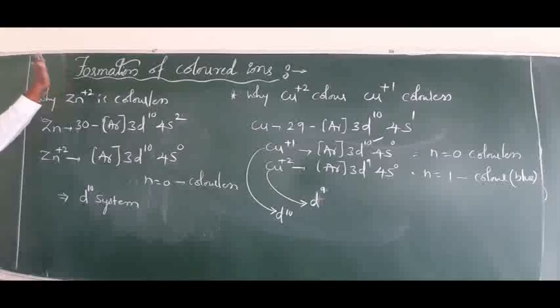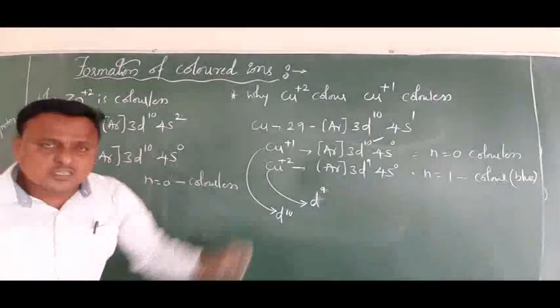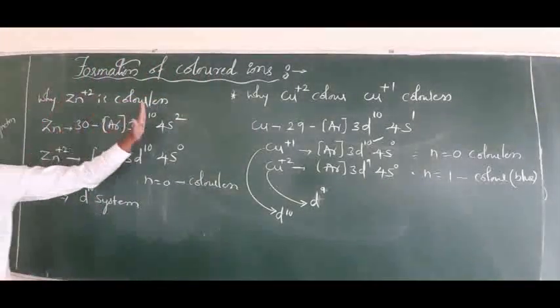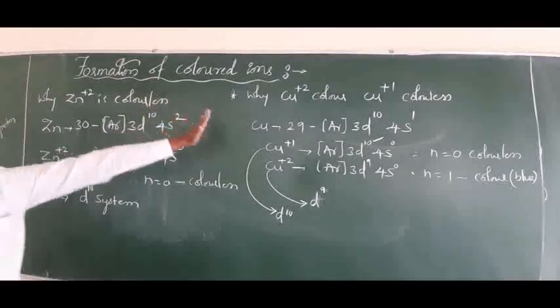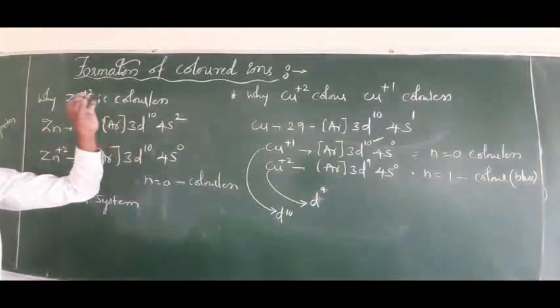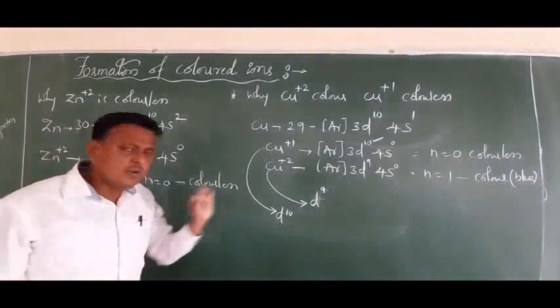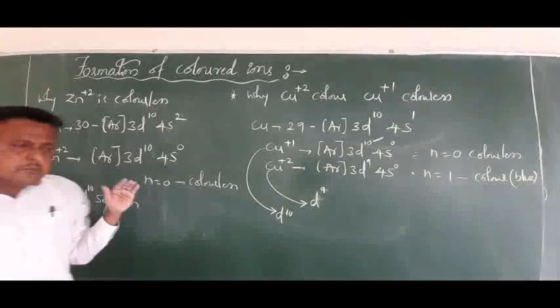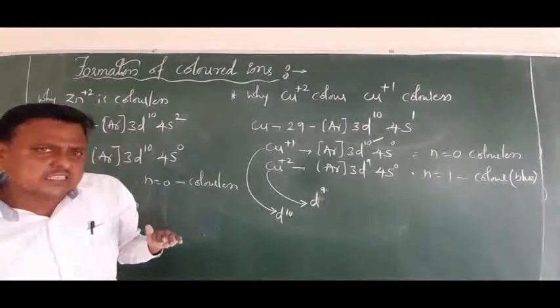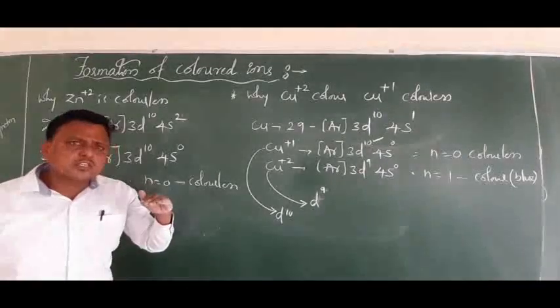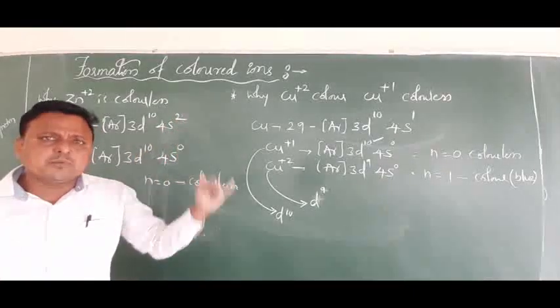I repeat, friends, why do transition metals form colors? Transition metals are colored either in liquid medium, aqueous medium, or solid medium, because they contain the maximum number of unpaired electrons. Those unpaired electrons can undergo excitation from lower energy to higher energy within the same d orbital.